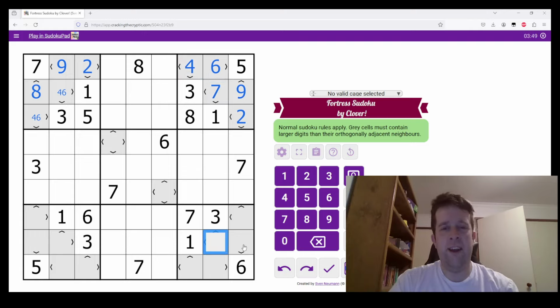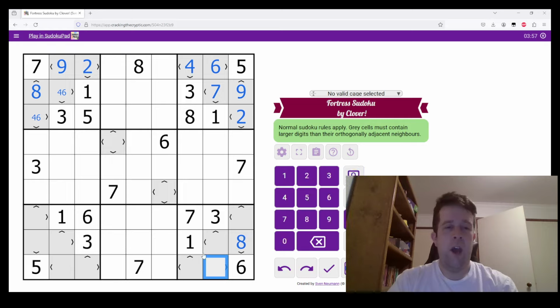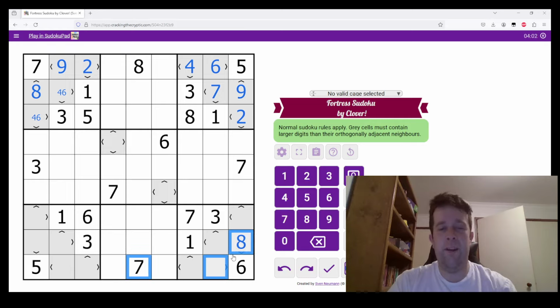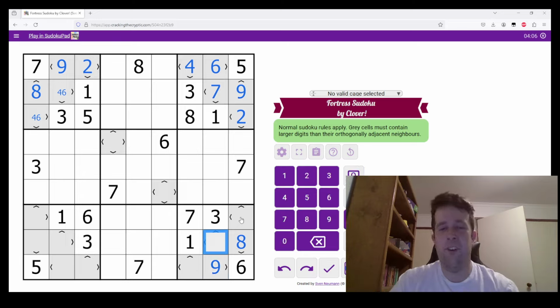Let's go down here now. What is this digit? It needs to be greater than 6. Can't be 7 or 9. So it must be 8. And this digit needs to be 9 because it can't be 7 or 8. So this is 9. Once again, what digit still left to place in this thing is smaller than 3? Must be 2. That goes there.